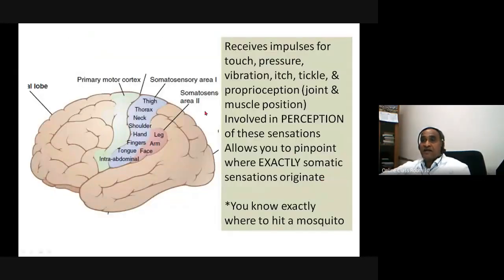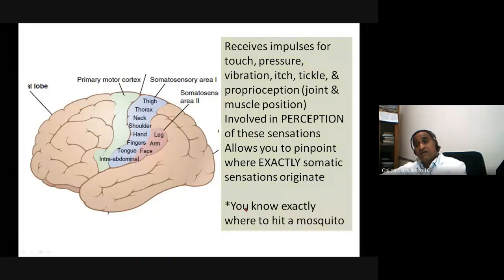Now coming back, the primary sensory area receives impulses for touch, pressure, vibration, itch, tickle, proprioception, and joint and muscle position. It is involved in the perception of these sensations, and allows you to pinpoint where exactly somatic sensations originate. You can pinpoint where it is originating.